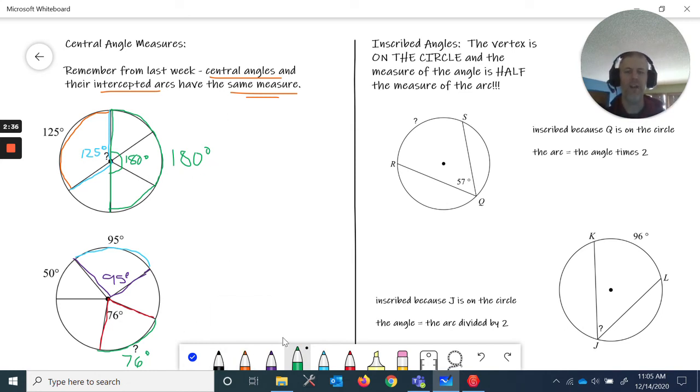Okay, let's move on to inscribed. So inscribed, the big way to identify is the vertex is on the circle, okay? And so that means the measure of the angle is half the measure of the arc. So let's take a look.